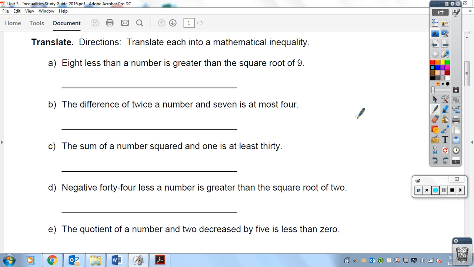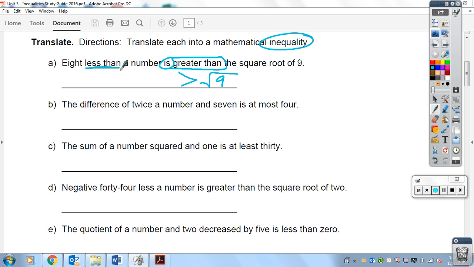Part 2 says to translate into a mathematical inequality. There's a hint, they're always going to be inequalities, so you're always going to see the word is. This is, but really it's is greater than, so that's is greater than the square root of 9. It's not saying to write that as 3. Translate exactly. The square root of 9 is written as the square root of 9. Don't give me the answer, just write the square root of 9.